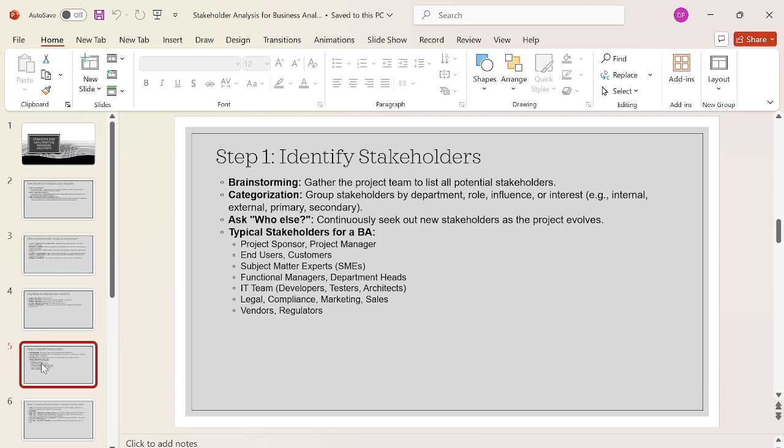So continuously ask who else, and seek out new stakeholders as the project evolves. The typical stakeholders for the BA, the business analyst, are the project sponsor, project manager, end user, customer, subject matter expert, functional manager, departmental head, IT team, developer, tester, architect, legal, compliance, marketing, sales manager, sales executive, marketing manager, marketing executive, quant analyst, development team member, business analyst, and then the vendor and the regulator. These are the stakeholders that are involved in the project. So let's move on to the next slide.